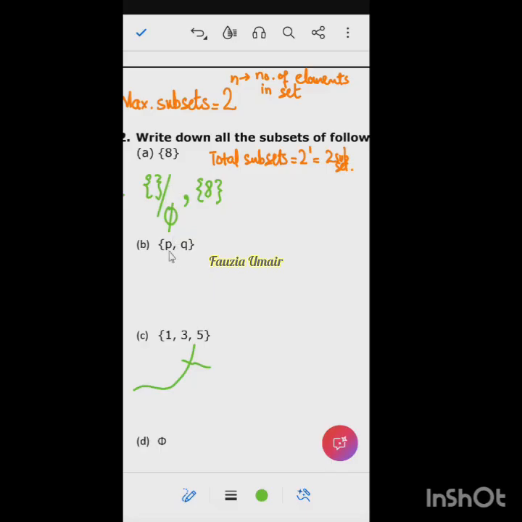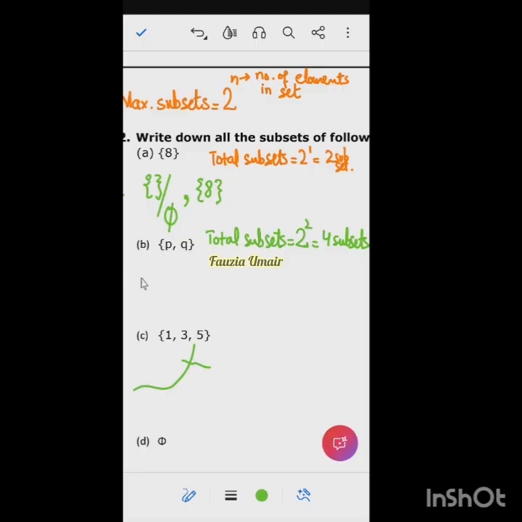Part B has two elements. So first of all, we will calculate the total number of subsets. We will use this formula, 2 to the power n, so 2 squared, because n is 2 this time. What is 2 squared? We know indices now. It is 4. So there are 4 possible subsets if the set has 2 elements.